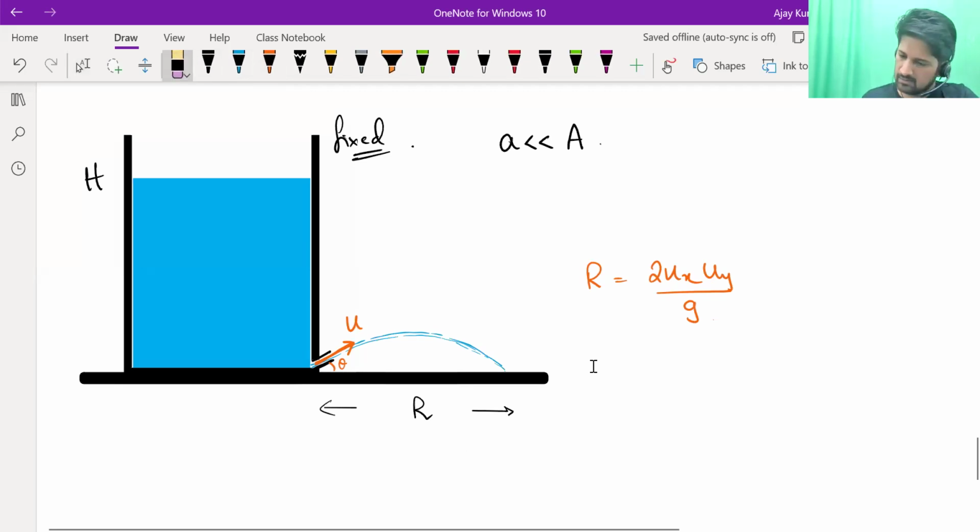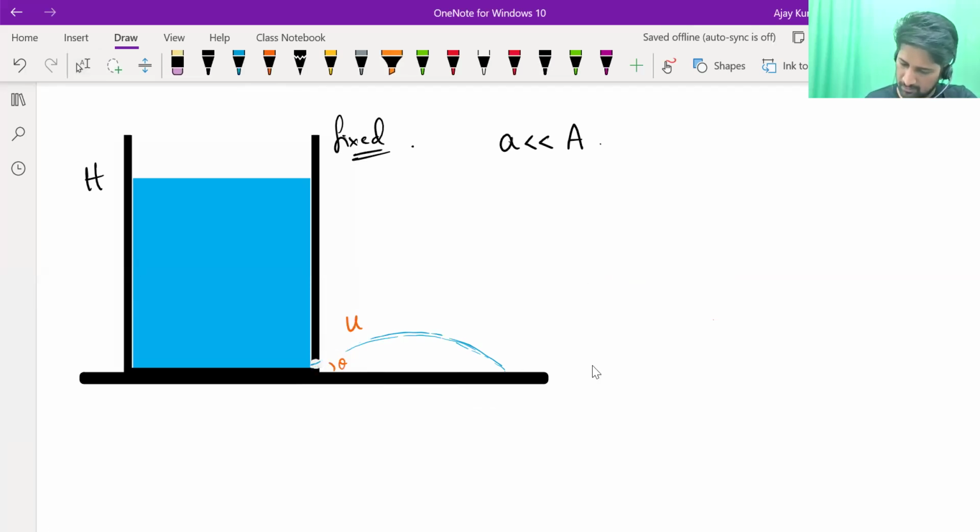Next case. It's also possible that the hole is made horizontally itself, but not at the bottommost point. Maybe somewhere here. Let's say it is a horizontal opening. So depending on where you make the hole, the water will strike the ground at some distance, assuming no air resistance and all. Let's say this height is also given to you, small h. How will you calculate this range?